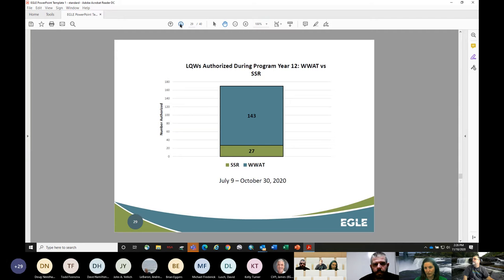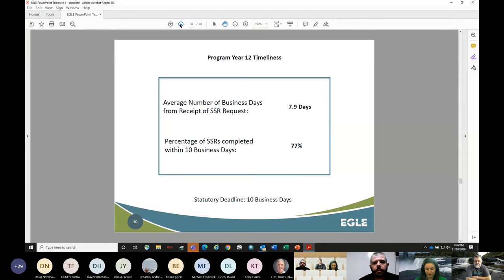So how are we doing in terms of timeliness? Our average number of days to complete an SSR is holding pretty steady right now at 7.9 days. Our percent completed within the 10 business days, and as a reminder, the statute deadline is 10 business days for completing an SSR, has gone down somewhat. It's now at 77%. That's affected by the number of SSRs received. We've gotten a lot busier this fall than we were in the spring, plus staffing levels and other factors.